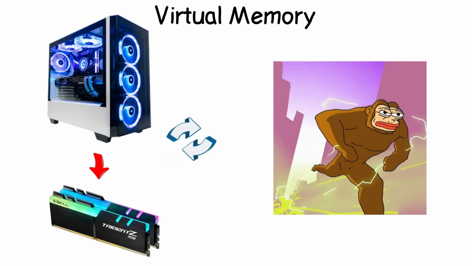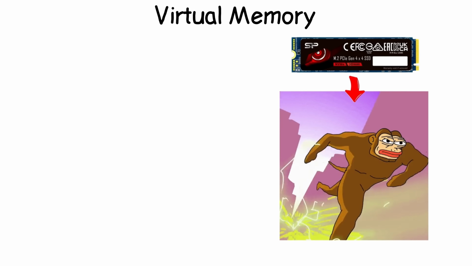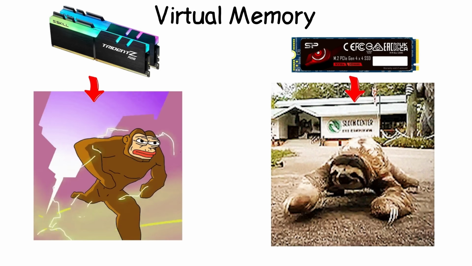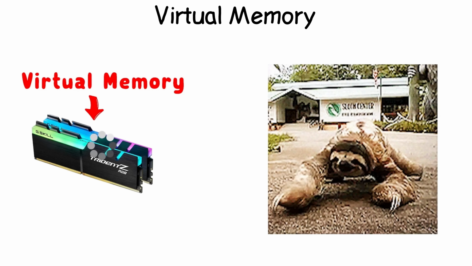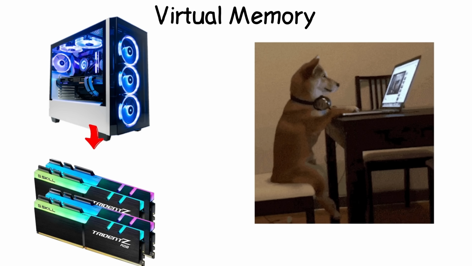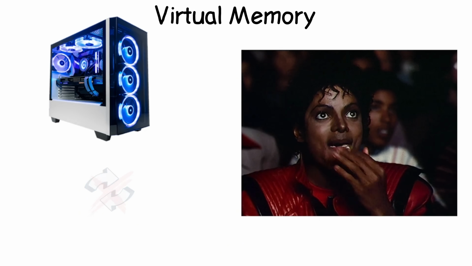The trade-off is speed. Even the fastest SSD is dramatically slower than RAM. Heavy reliance on virtual memory causes noticeable slowdowns. The best fix is adding more physical RAM so the system does not need to swap as often.